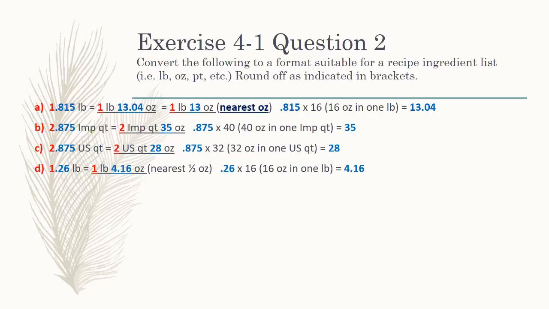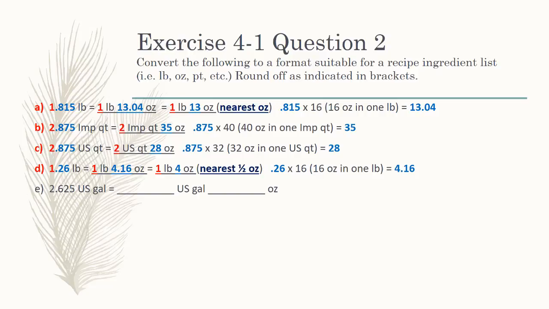But here we need to round to the nearest half ounce. So we end up with 1 pound and 4 ounces even. Here's 4 whole ounces. The half ounce would be over here. We would need to have a decimal 5, but it's only a 1. So 4.16 is closer to 4 ounces instead of 4.5 ounces, which is why we end up with 1 pound, 4 ounces as a final rounded answer.